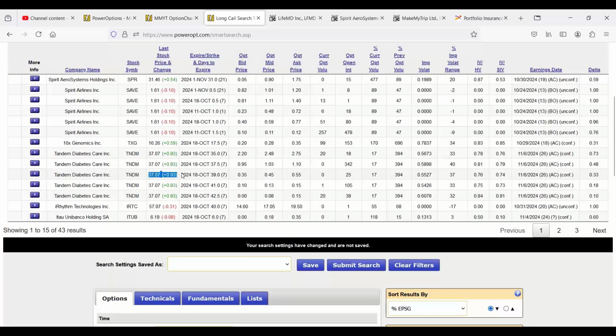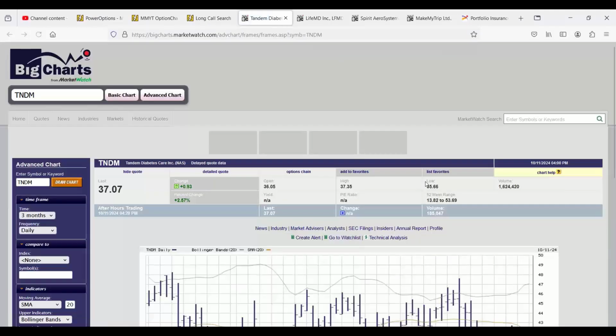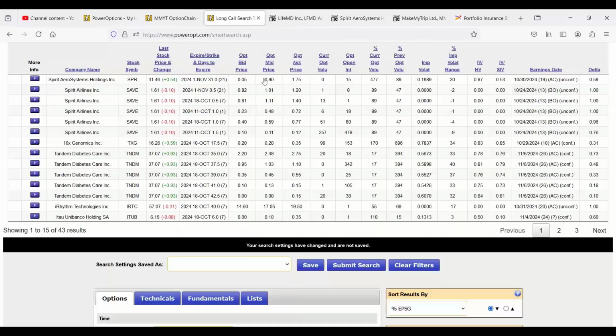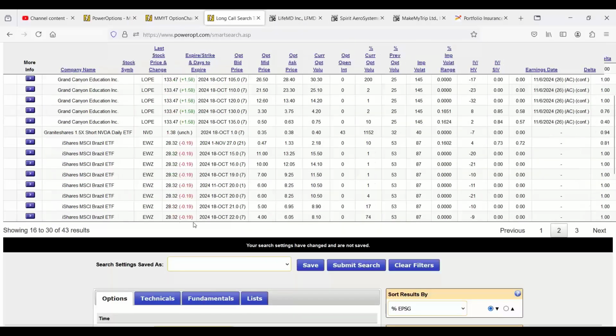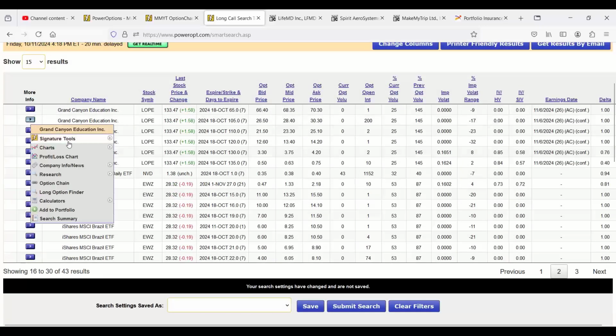It's moved up $1 today. And stock's at 37.07. I'm sorry there, Caleb. No, it hasn't formed the bottom yet. It's still declining. Might need to tweak these technicals a little bit more. We'll see what other stocks we have here. Grand Canyon Education.